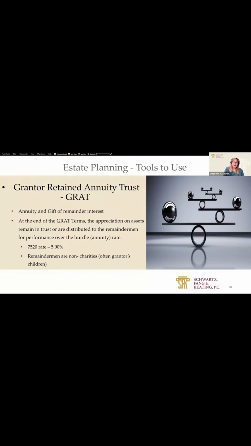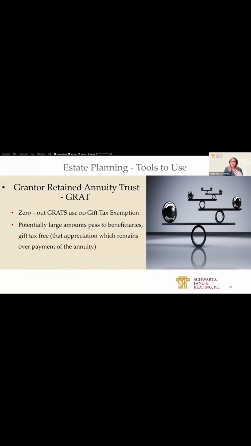The remainder aren't charities. Oftentimes it's their kids, the grantor's kids. You can calculate the gift by using none of your exemption. We call those zero out GRATs. You can work with the math again. There's some great software out there. And this is potentially a way for large amounts to pass to the beneficiary. All that increase, appreciation and also the earnings above the hurdle rate, you're peeling it off and it's going to your beneficiary.